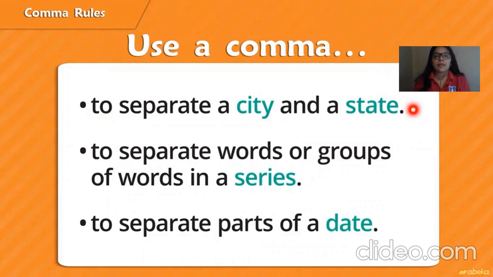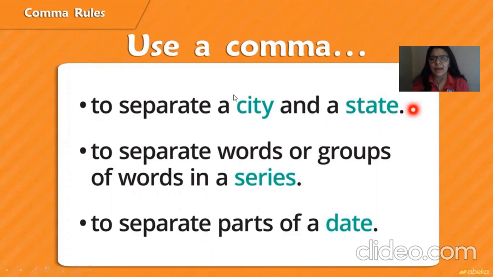Use a comma to separate words or group of words in a series. What does that mean? I have many balloons that are colored yellow, blue, pink, red, and orange. You're going to use commas to separate. And you will use a comma to separate part of a date. We saw that in the Zoom class.